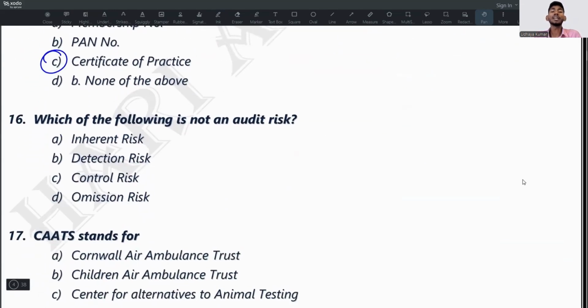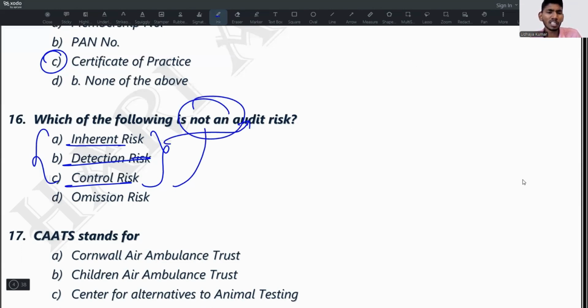Then, which of the following is not an audit risk? We have discussed this. Option A, inherent risk; B, detection risk; C, control risk. These all come under what? Audit risk. So we have asked which is not an audit risk, which is nothing but omission risk. So omission risk does not come under the audit risk.